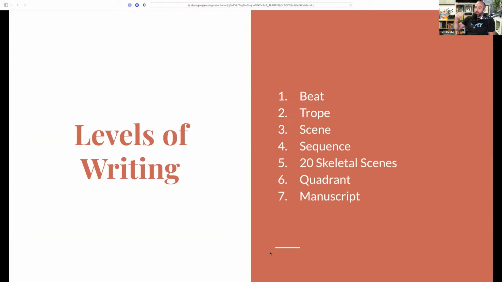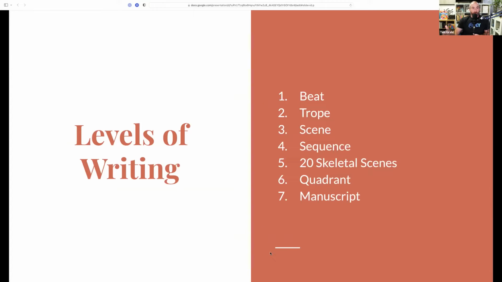This is where you start breaking down a full manuscript all the way down to the beat by beat level, right? The beat by beat, line by line writing builds into tropes, which build into scenes. Then you have a series of scenes that make a sequence. Then you have the 20 skeletal scenes, which we're going to talk a lot about today. Then we have the 4 quadrants of a story. And then, of course, the full manuscript.